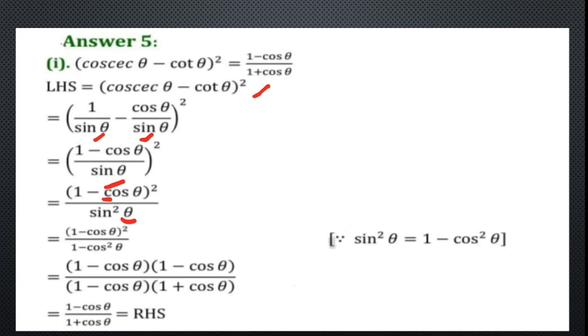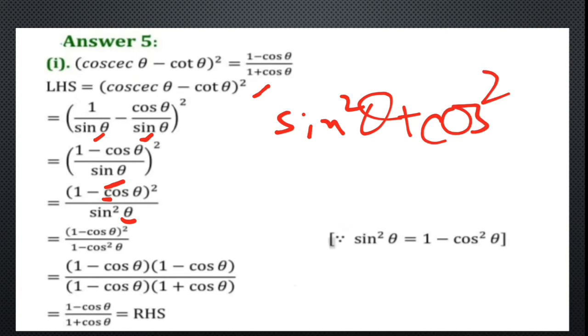Now you know that sin square theta plus cos square theta is equal to 1. This is the first identity. So from here you can write sin square theta is equal to 1 minus cos square theta. That's why in place of sin square theta I am writing 1 minus cos square theta. If you look at the denominator, it is 1 minus cos square theta, and if you look at the numerator, it is (1 minus cos theta) whole square.